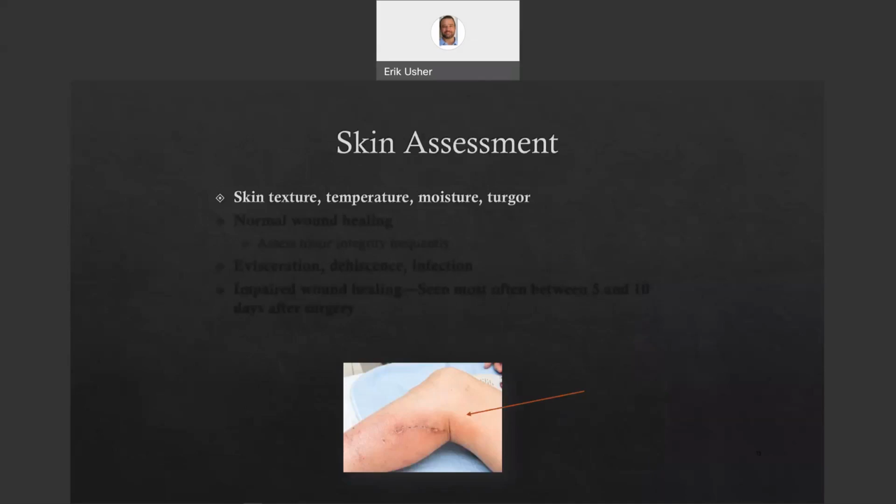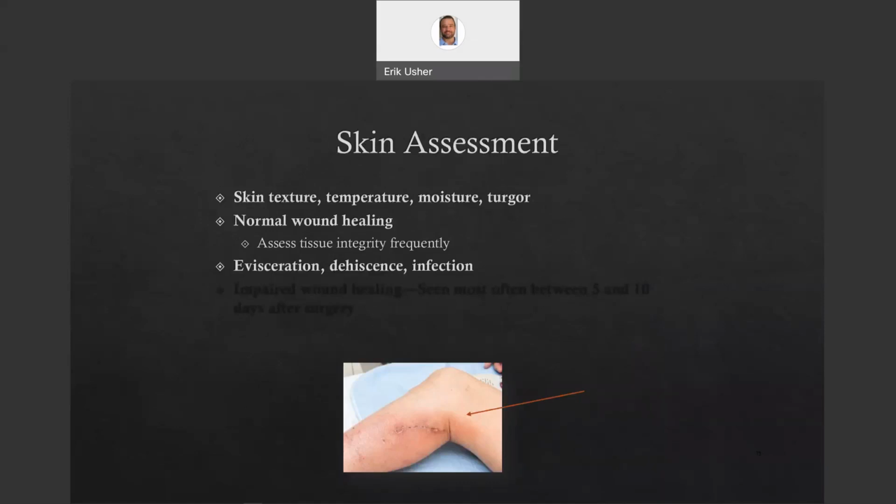Skin assessment: skin texture, temperature, moisture, turgor, normal wound healing. Assess for tissue integrity frequently with these patients. We can have problems like evisceration, dehiscence, and infection. We'll talk about those briefly. Impaired wound healing is seen most often between 5 and 10 days after surgery. It's just not quite getting there.